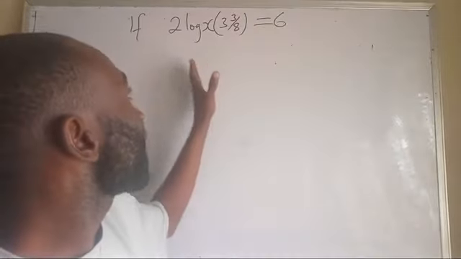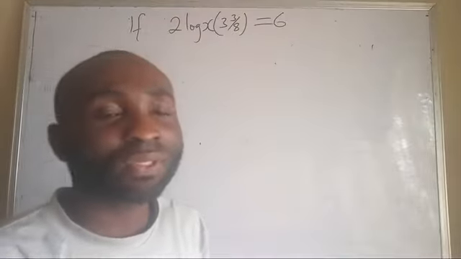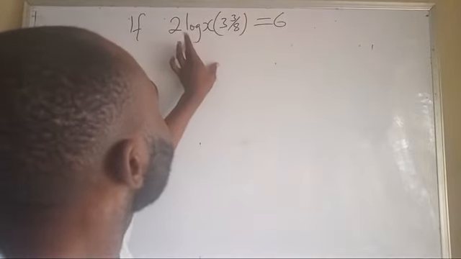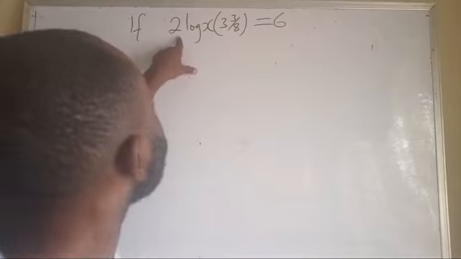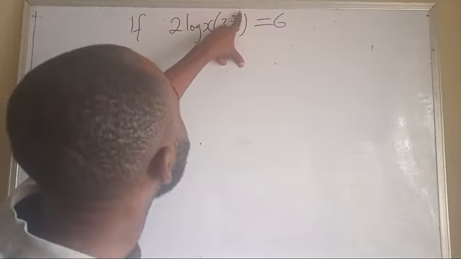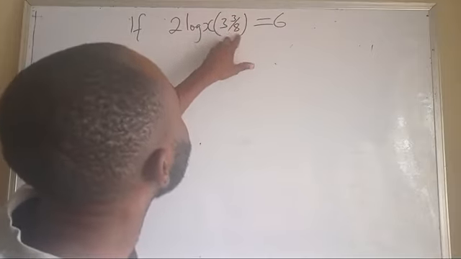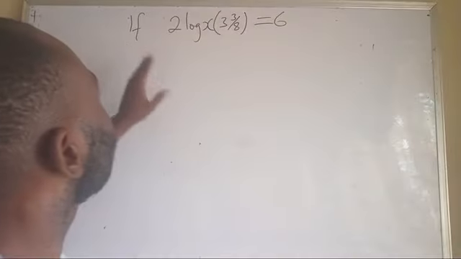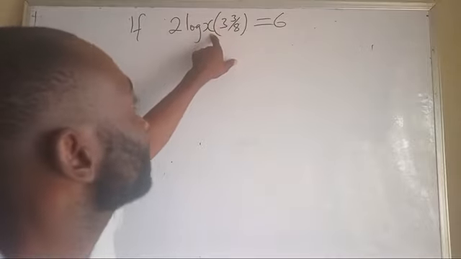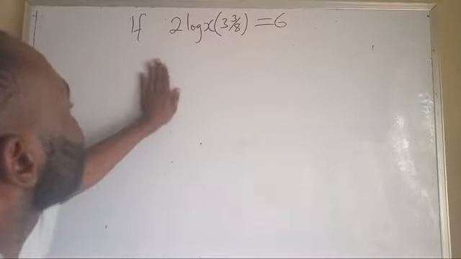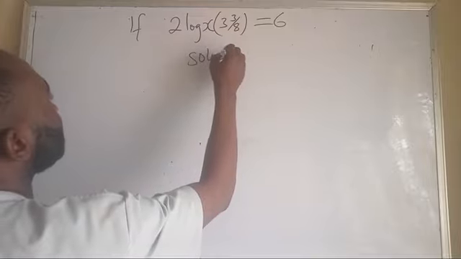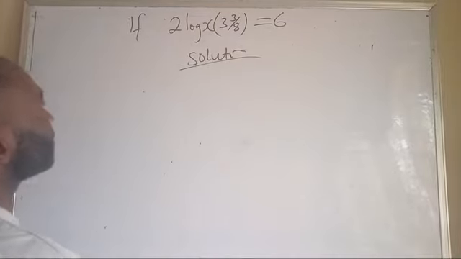So this is another WAEC question for logarithms, and here we have: if 2 log x (3 3/8) is equal to 6. The question is asking you to find this x here. Let's put it in a very simple way so that everybody will understand.